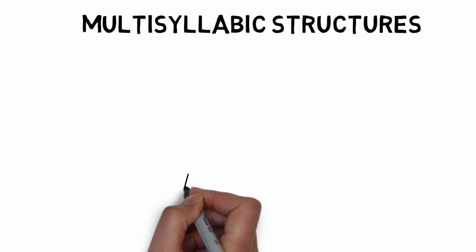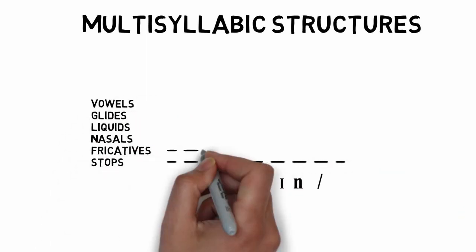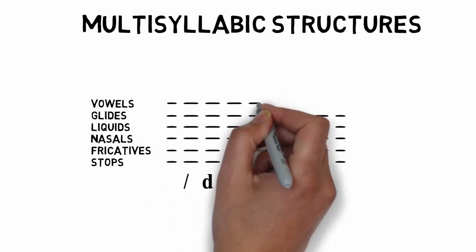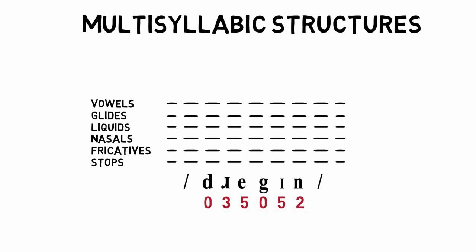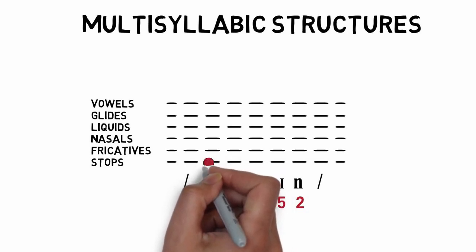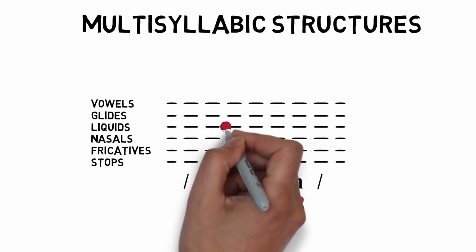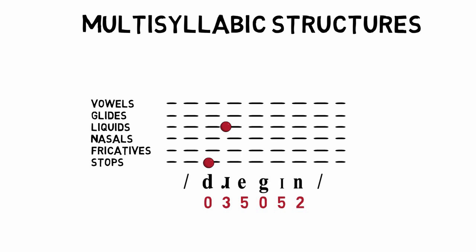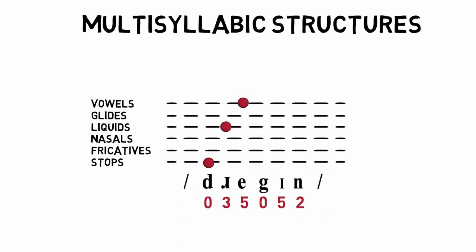So let's take the word dragon, for example. We have the word dragon written in broad IPA here, and the first step is to plot out the hierarchy of this word. So if we take a look at the sonority scale that we had, we will see that the letter D is a 0 because it's a stop. The sound R is a 3 as it's a liquid. The vowel "a", or the letter E, is a 5 as it's a vowel.